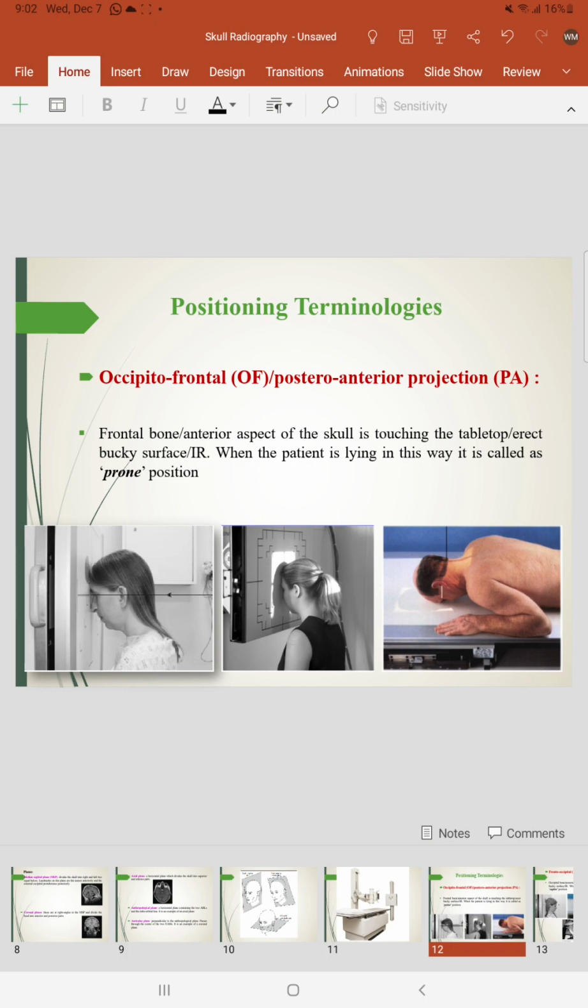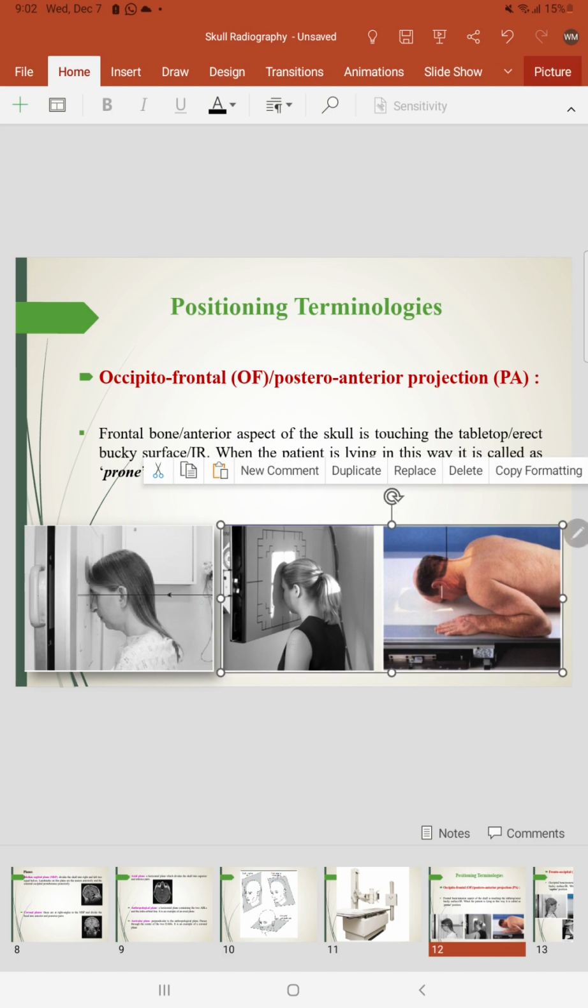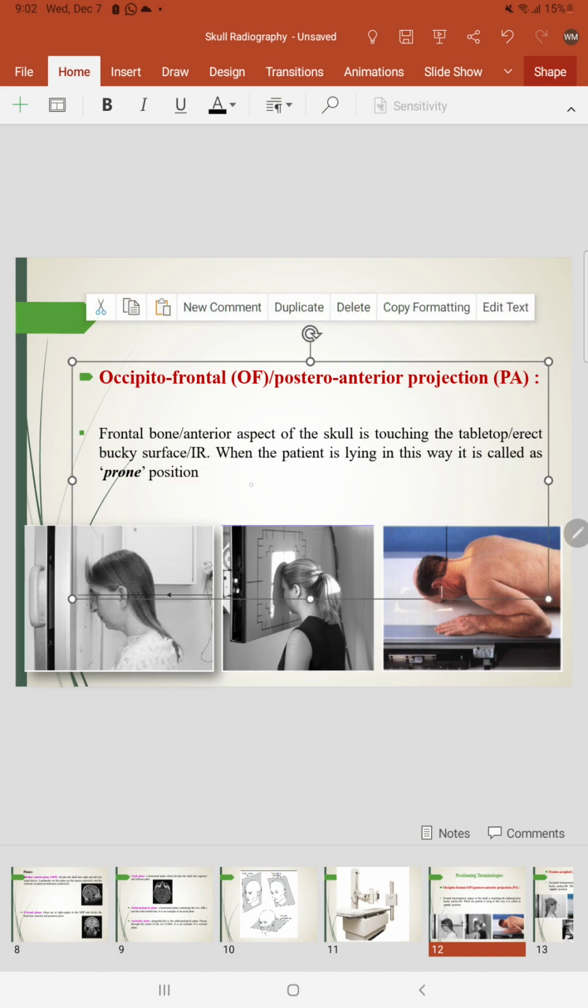Occipitofrontal, OF, or posterior anterior projection, it means PA. You can see these pictures. The frontal bone or anterior aspect of the skull is touching the tabletop. See this? Then the erect bucky surface. This is the tabletop or this is the erect bucky surface. When the patient is lying in this way, it is called the prone position. This is the prone position.